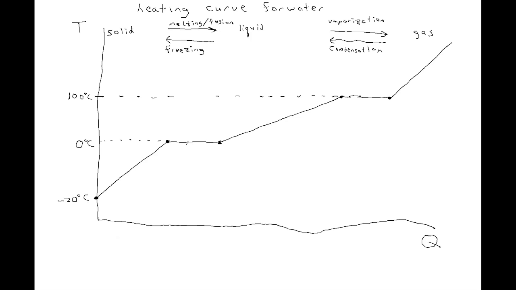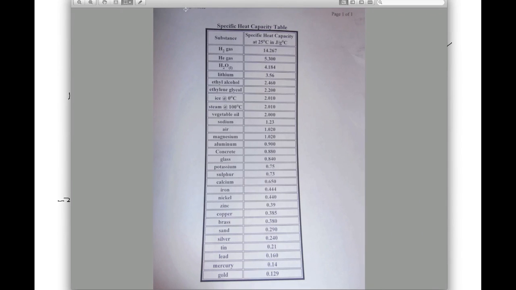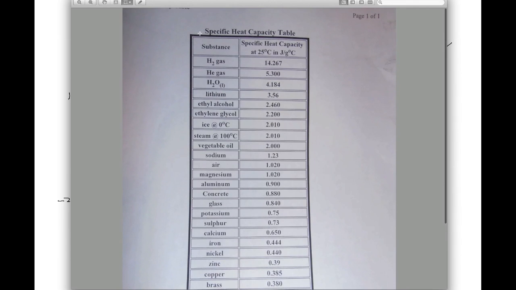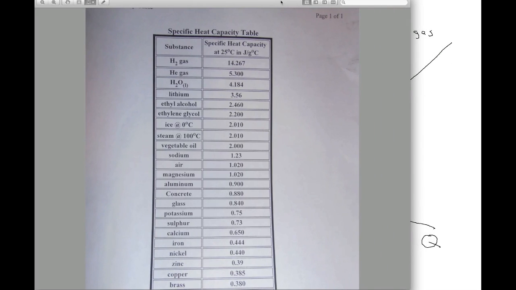So, how much heat does it take to raise the temperature of something? Different substances require different amounts of heat to change the temperature. So let's take a look at that table you sent me. Here's the table that I guess you guys are using in your course. These are what we call specific heats, or specific heat capacities. So what's the specific heat for liquid water? 4.184 joules per gram degree Celsius. Right. 4.184.